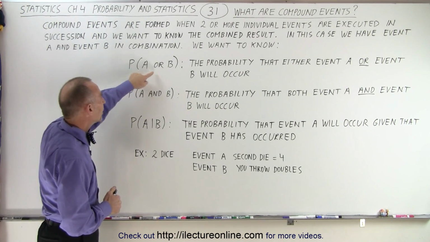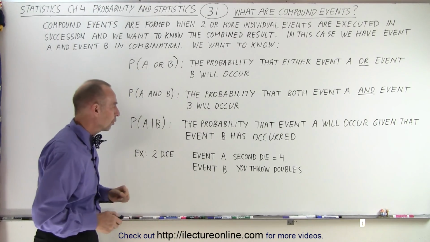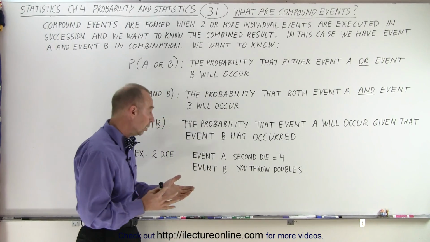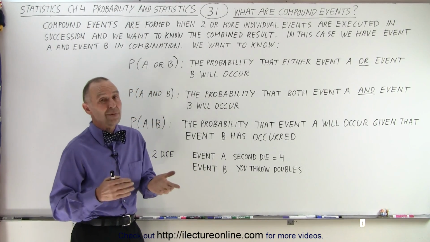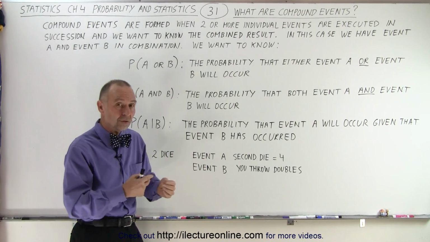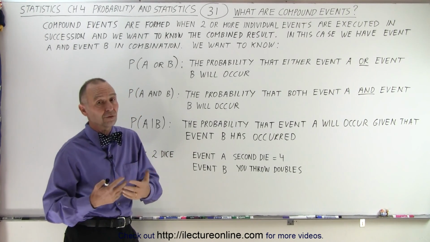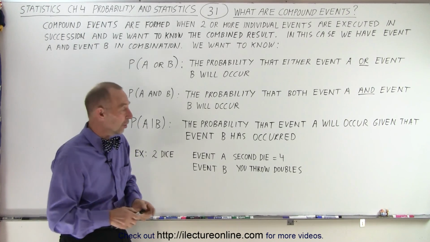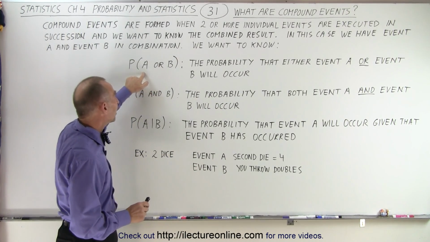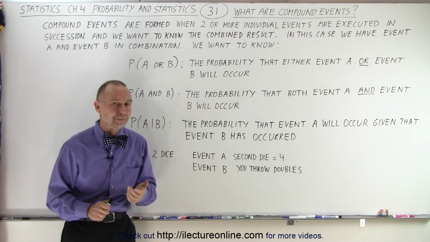P(A or B), the probability that A or B occurs. So in other words, either the second die is a 4 or you throw doubles, which means that it doesn't matter if you threw a 4, you could still get doubles with two 1s, two 2s, two 3s, two 5s, and two 6s, as well as two 4s. So any of those events happening, that will be the probability of A or B has happened.